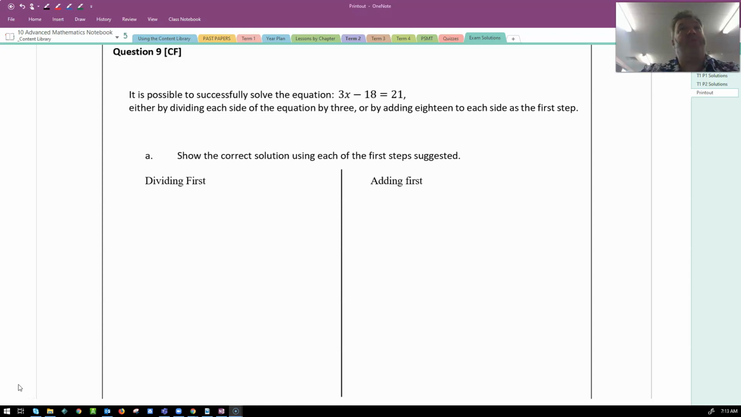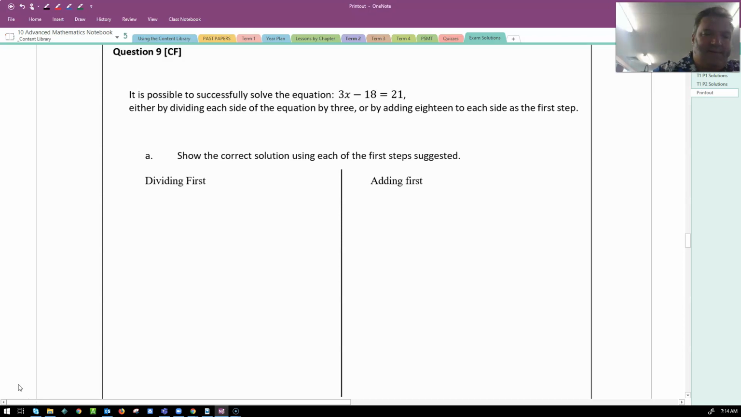Let's have a look. We're up to question 9, first of the complex familiar questions. Not overly complex, but just trying to get you to think in a slightly different way. That's probably what makes it a bit more complex. It's not very standard. It's possible to successfully solve this equation either by dividing each side of the equation by 3 or by adding 18 as the first step. Show me that you can do it each way.